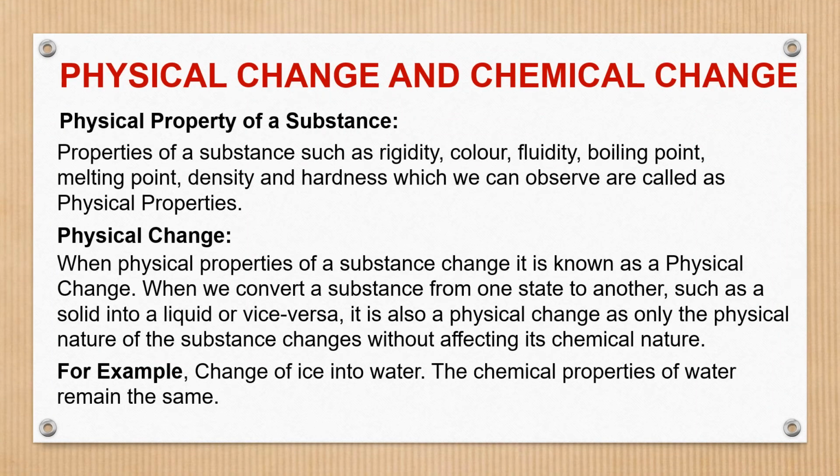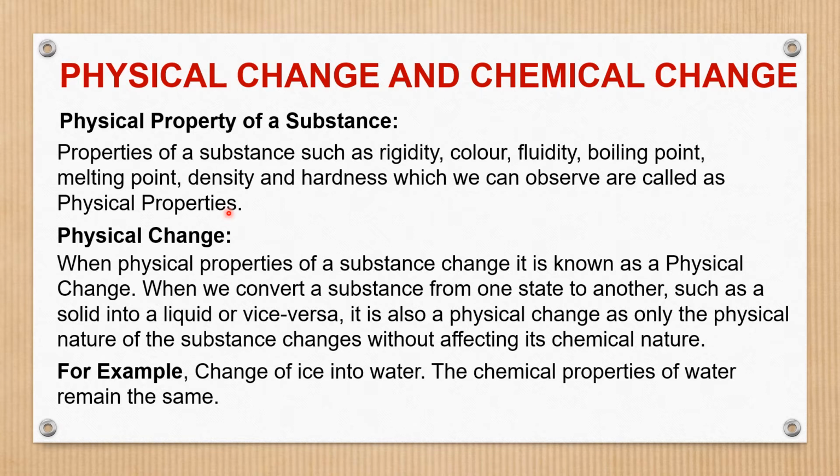Physical change and chemical change. So first we see physical change. First is the physical property of a substance. What are physical properties of a substance? Properties of a substance such as rigidity, color, fluidity, boiling point, melting point, density, and hardness, which we can observe, are called physical properties.